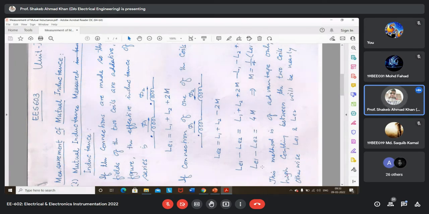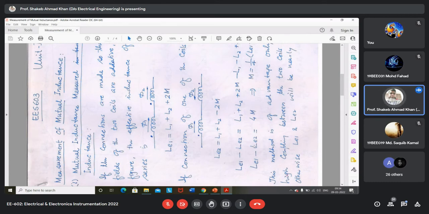This method seems very simple, but it works only when the two coils have good coupling, meaning most of the flux is linking with each other in the given direction. Otherwise you will find that LE1 is equal to LE2, and when you take the difference, it will be 0 if the coupling is not good. So although this method is very simple, it has a sensitivity issue.